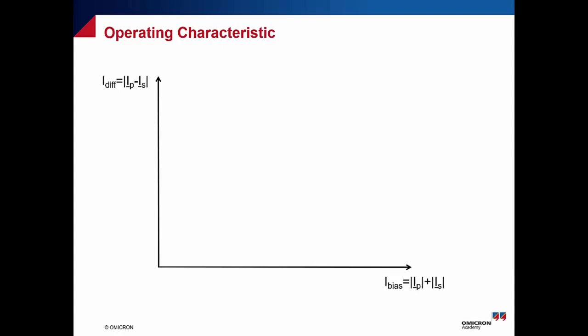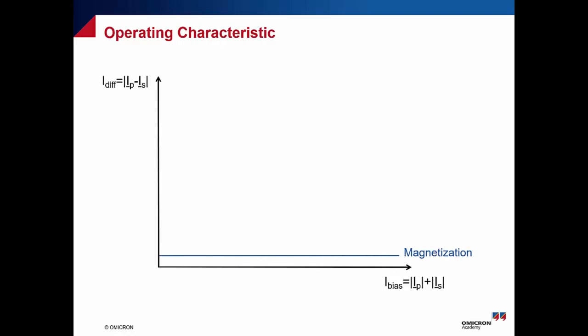As we see here, the differential is I primary minus I secondary, and I bias is the magnitude of I primary plus I secondary. Actually, this is not true for all relay manufacturers because we have different bias equations. We will talk about that later, but to simplify, we can use this concept to draw the characteristic, or the operating characteristic.